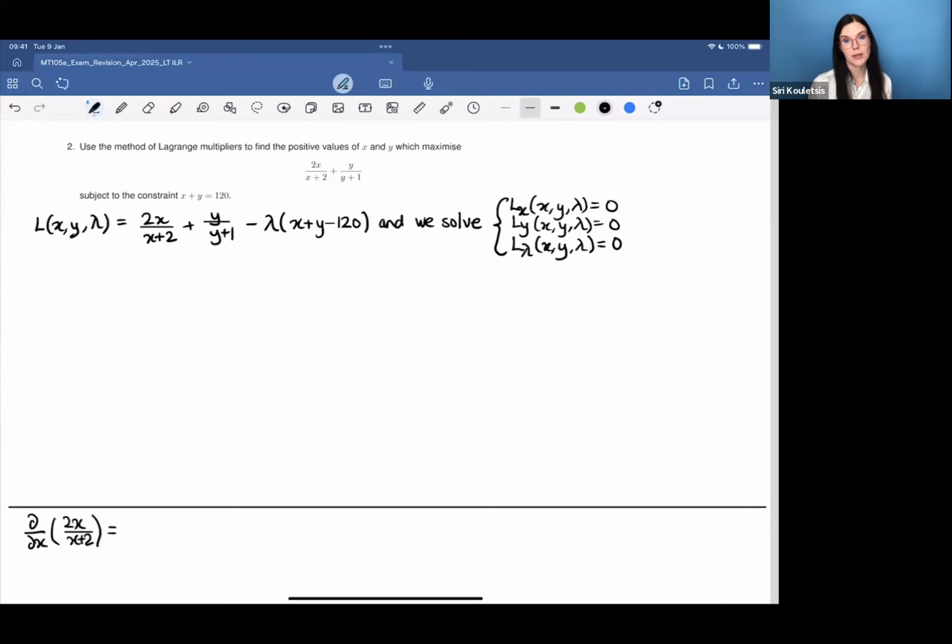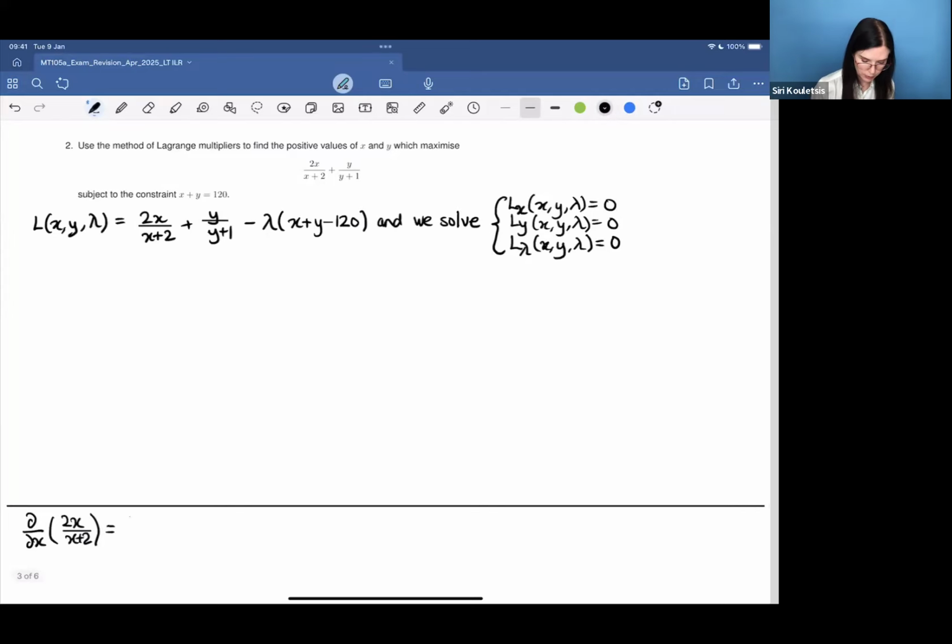But you can notice here, this coincides in this case with the ordinary derivative, just because there aren't any y's or lambdas in this expression 2x over x plus 2, but that doesn't matter. We are differentiating now this with respect to x, and using the quotient rule, it is the derivative of the numerator times the denominator minus the numerator times the derivative of the denominator with respect to x, which is of course just 1, but I'm writing it for clarity here. And then we square the denominator.